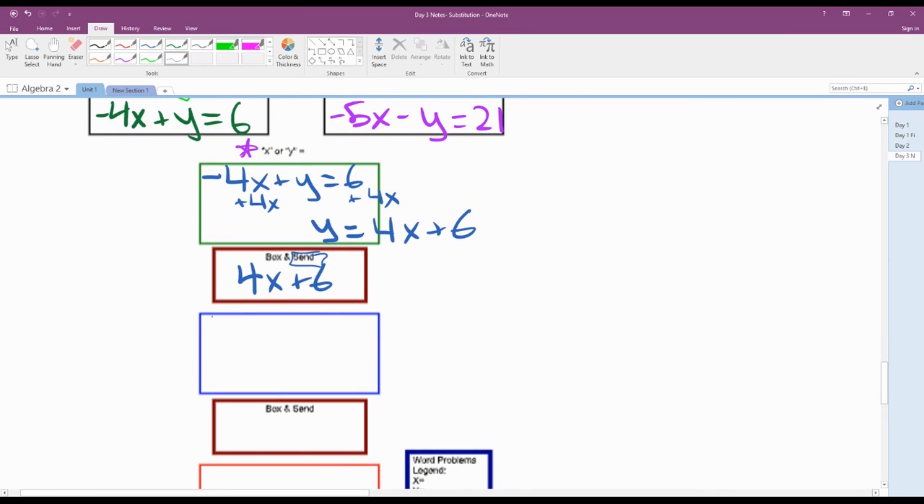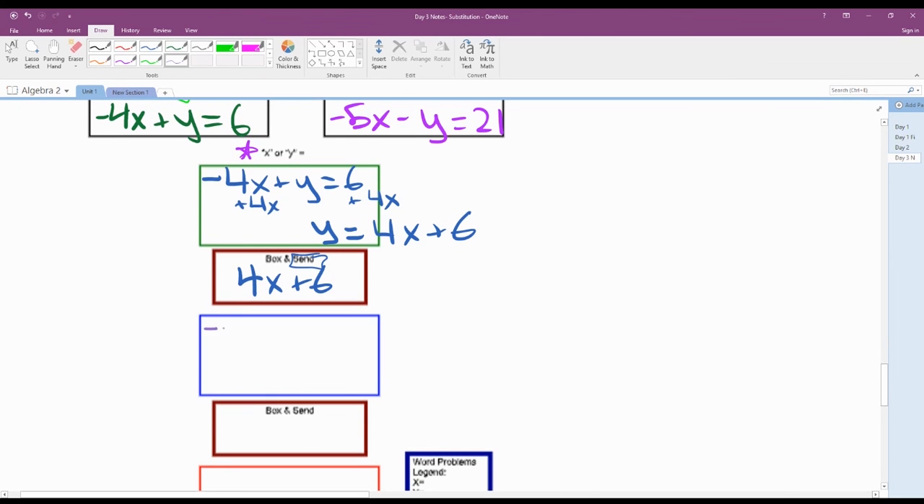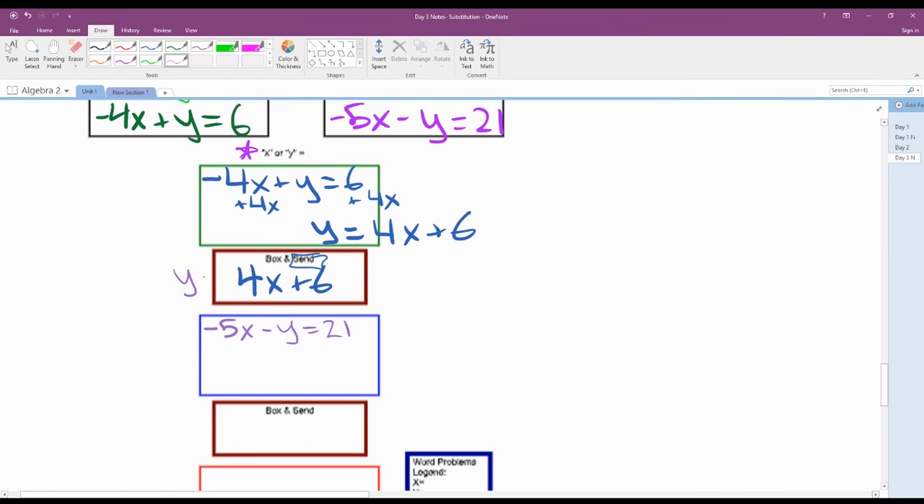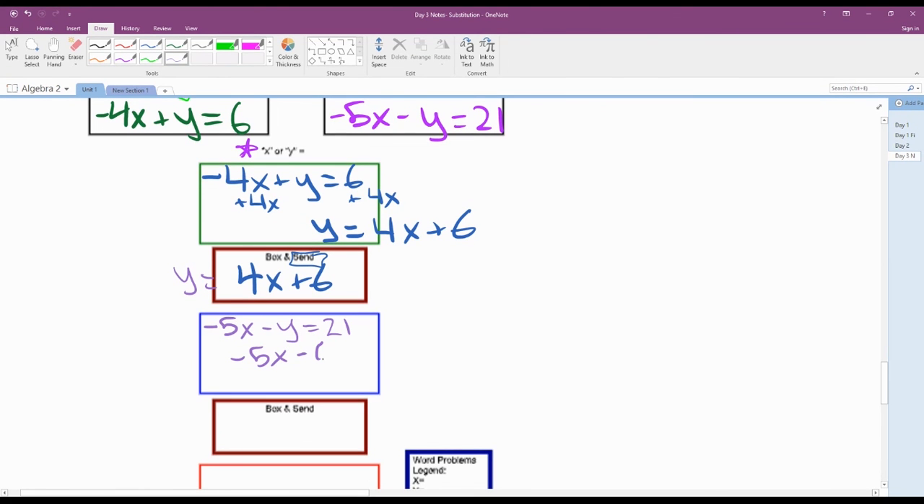Can you see that equation? So now I'm going to put this into my other equation. So I got negative 5x minus y equals 21. Okay, so I'm going to replace my y with that. So I got negative 5x minus, okay, so this is another case where parentheses are really important because this negative sign is not just for the 4x, it's for everything.